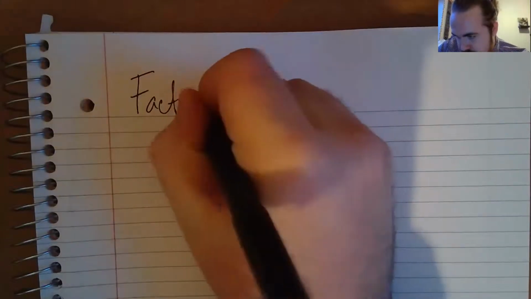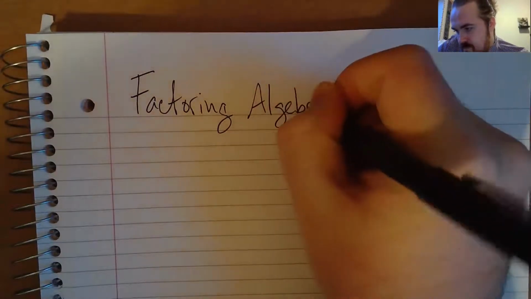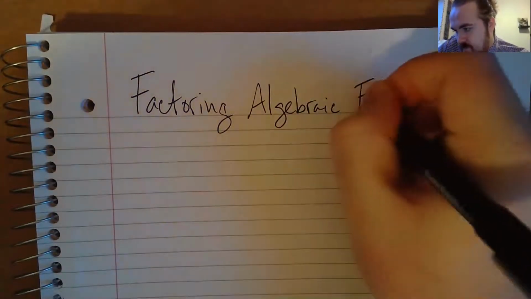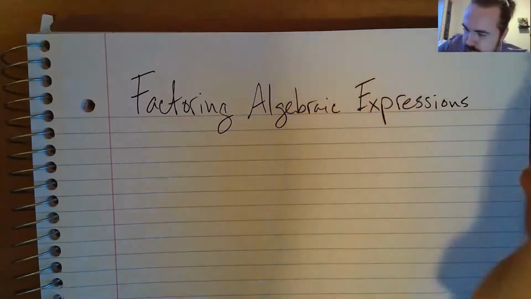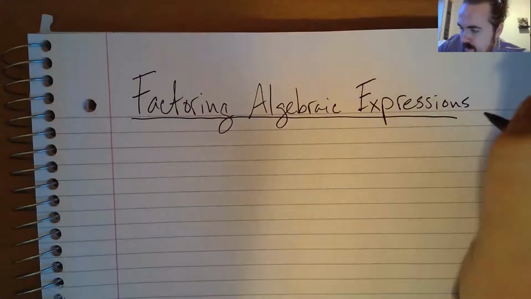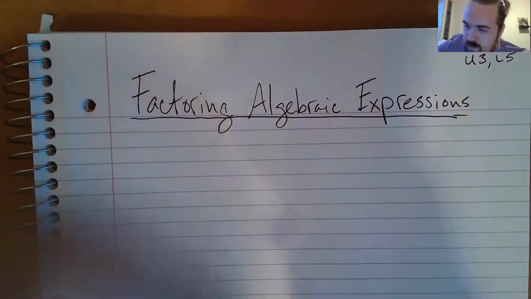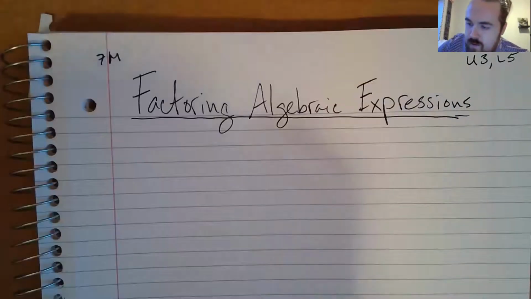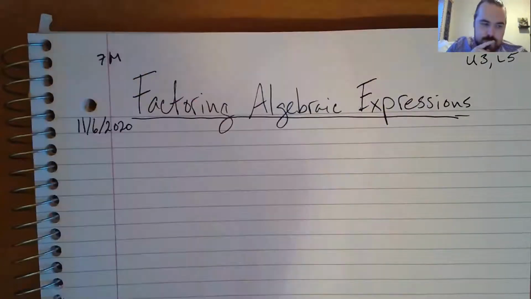All right, cool. Our title today is simply factoring algebraic expressions. Again, that is U3, L5. This is 7th grade math, and today is November 6th, 2020.